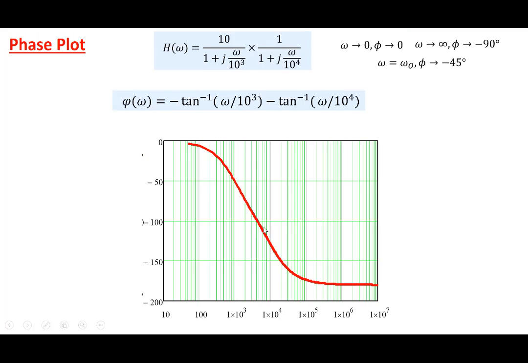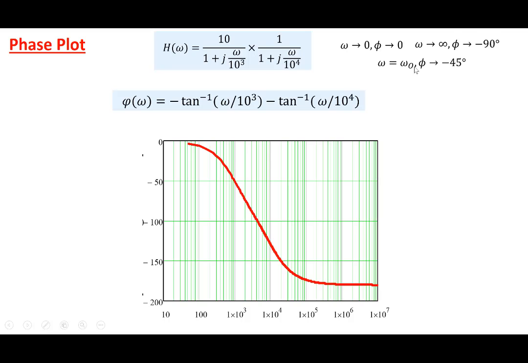All right, so for the phase plot, in the previous case we looked at only one term. Let's look at two terms here. The first term would contribute minus tan inverse omega by 10 to the power 3. The second one will contribute minus tan inverse omega by 10 to the power 4. You need to sketch these out, keeping in mind that as omega tends to 0, phi equals 0, and as omega tends to infinity, phi equals minus 90.